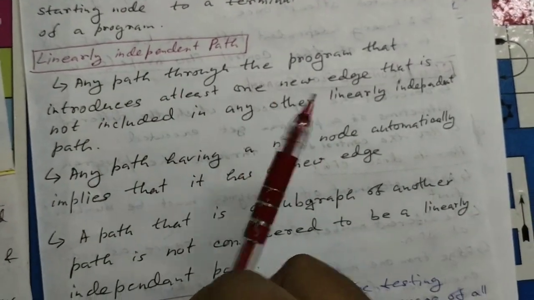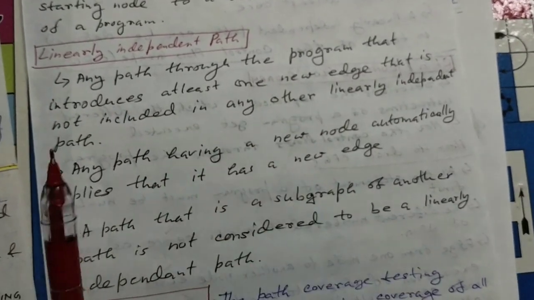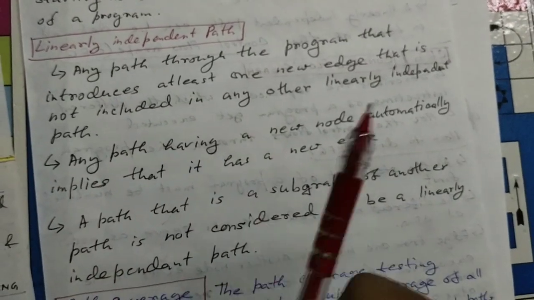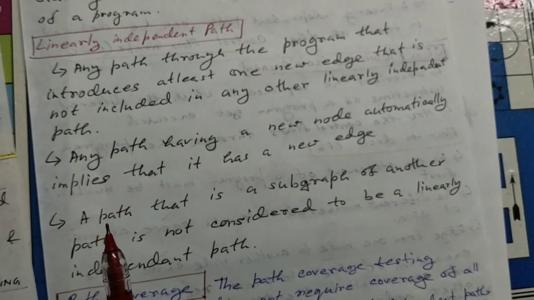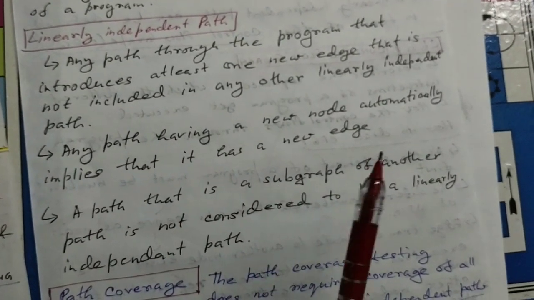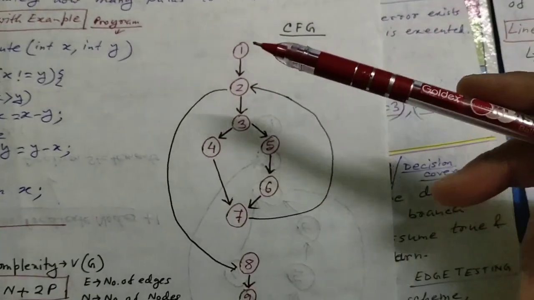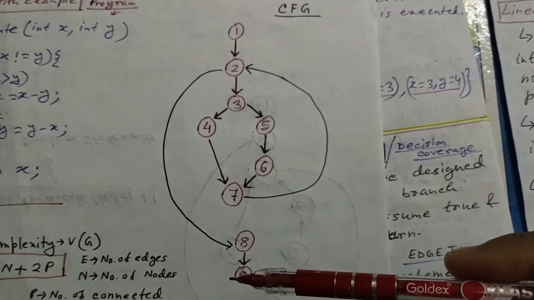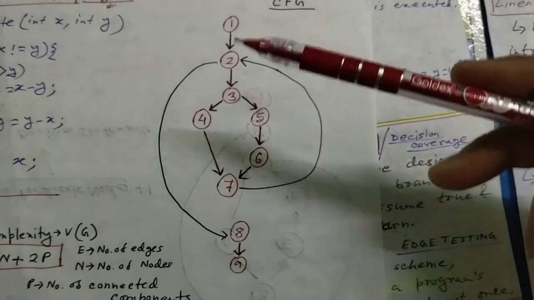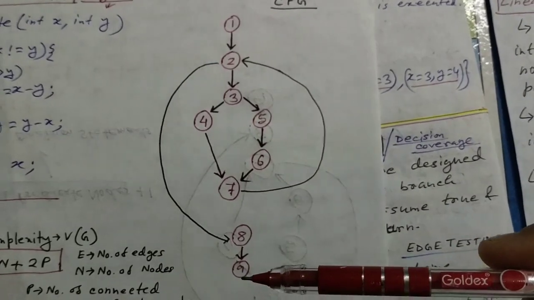Any path through the program that introduces at least one new edge that is not included in any other linearly independent path. Any path having a new node automatically implies that it has a new edge. A path that is a subgraph of another path is not considered to be a linearly independent path. Now just check from this example. As I told you, 1 2 3 4 7 2 8 9, this is one of the paths from 1 to 9. Again 1 2 3 5 6 7 2 8 9, as I said, this is another linearly independent path.